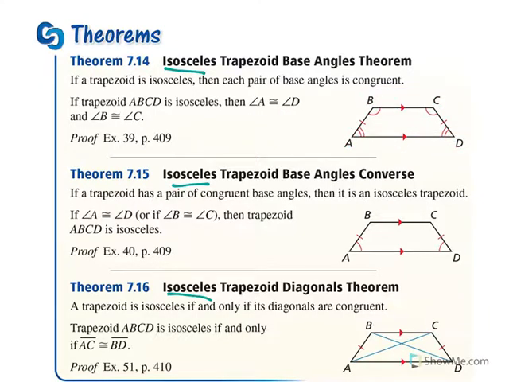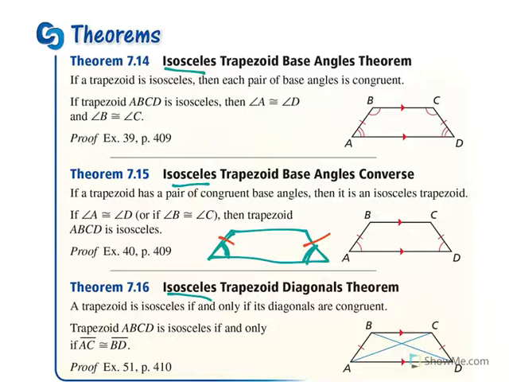Our next theorem, the base angles converse, tells us just the opposite. Remember, converse flips it around. So if we know that a pair of base angles are congruent, then it follows that the trapezoid is isosceles. It's going to have those two legs that are the same. So if it had drawn our trapezoid with just the base angles marked, and that was all I was given, I would be able to add the tick marks, because I know it has to be isosceles since those base angles are congruent with each other.